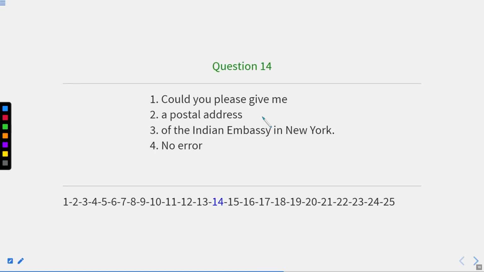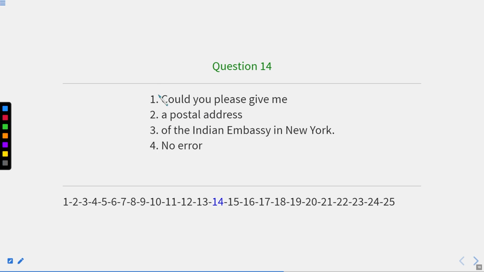Now this is question number 40. Could you please give me a postal address of the Indian Embassy in New York? Now, postal address is just the kind of address. Address is not like one address or two addresses. Address is actually something uncountable. We cannot count it like A or N. We cannot classify it into one address or two addresses. No, address is address.